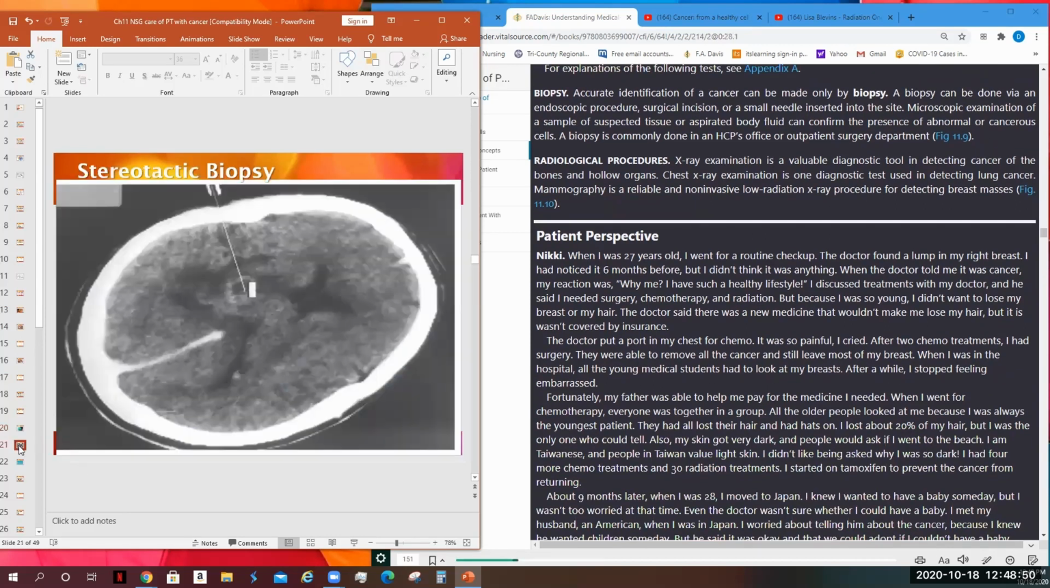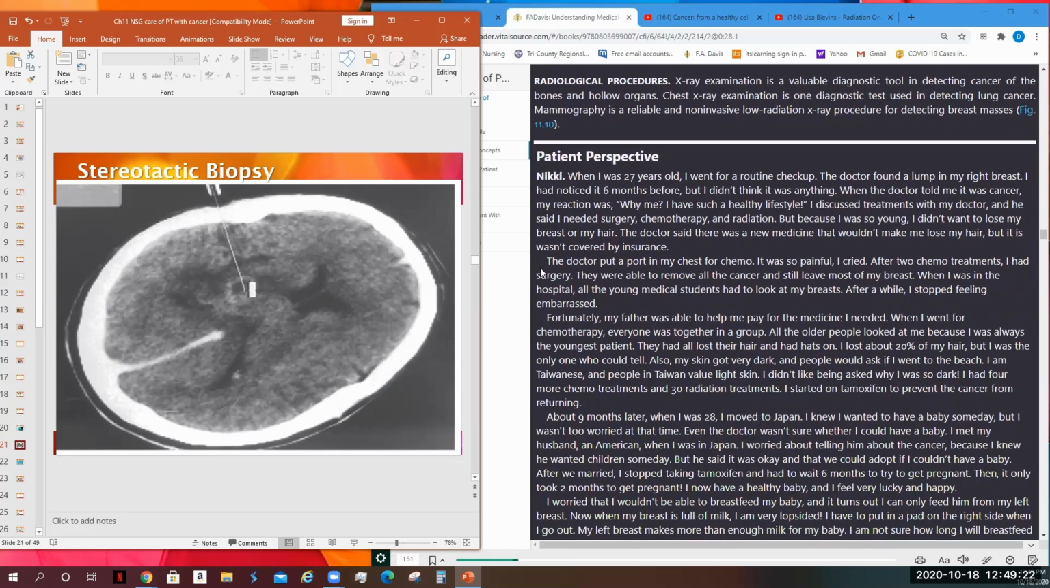Radiological procedures. X-ray examination is a valuable diagnostic tool in detecting cancer of the bones and hollow organs. Chest X-ray examination is one diagnostic test used in detecting lung cancer. Mammography is a reliable and non-invasive low radiation X-ray procedure for detecting breast masses.